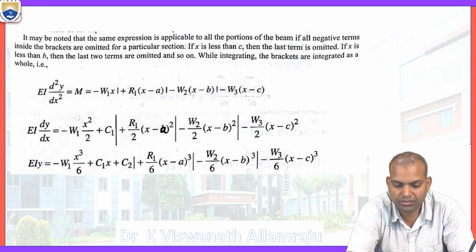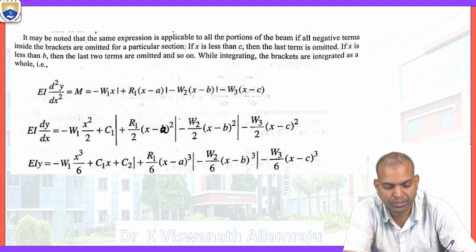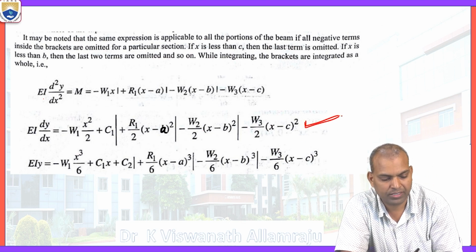Integrate, we are considering here throughout the span of the beam. Integrate the first integration of this equation. EI times dy by dx equals minus W1 times x square by 2 plus C1 plus R1 by 2 (x minus a) whole square minus W2 by 2 (x minus b) whole square minus W3 by 2 (x minus c) whole square.